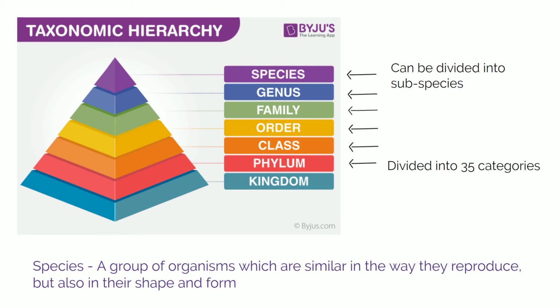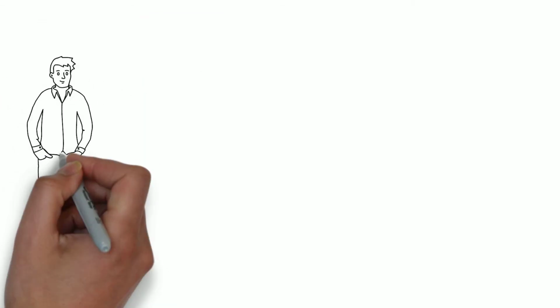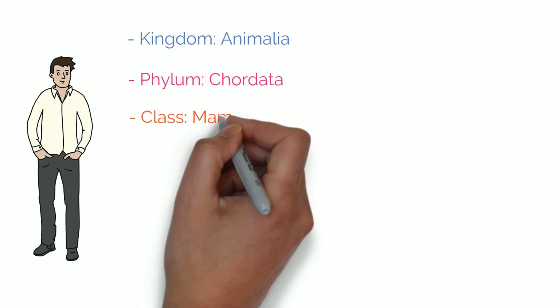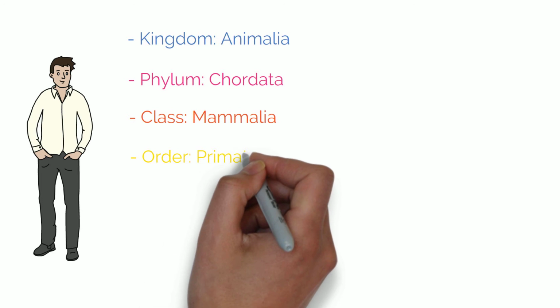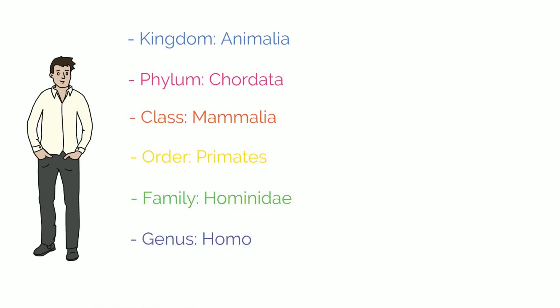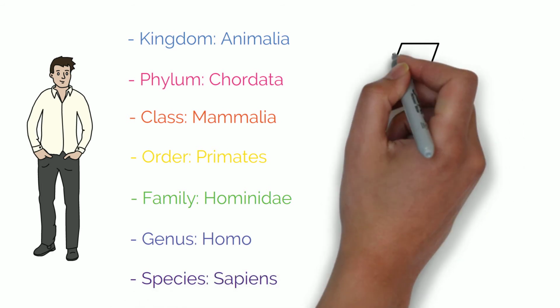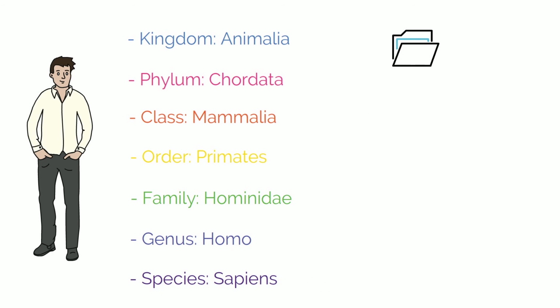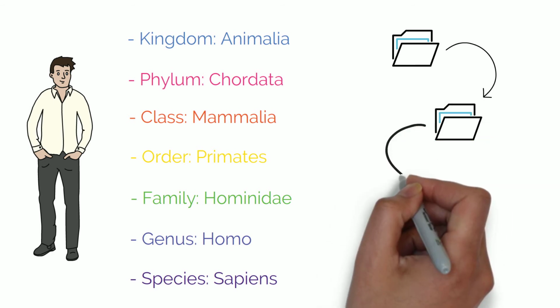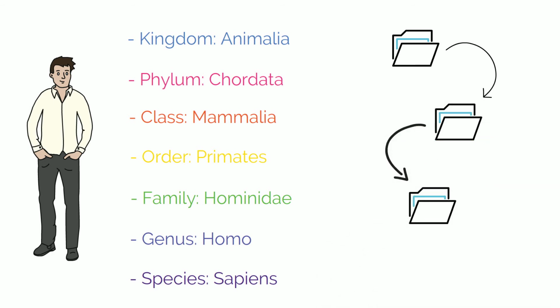So taking the example of human, the kingdom is Animalia, the phylum is Chordata, the class is Mammalia, the order is Primates, the family is Hominidae, the genus is Homo, and the species is Sapiens. The best way to think about it is by imagining saving a document on a folder in your computer. So within each folder you have another folder, and then inside that folder you have another one. Each new folder is more specific than the previous.